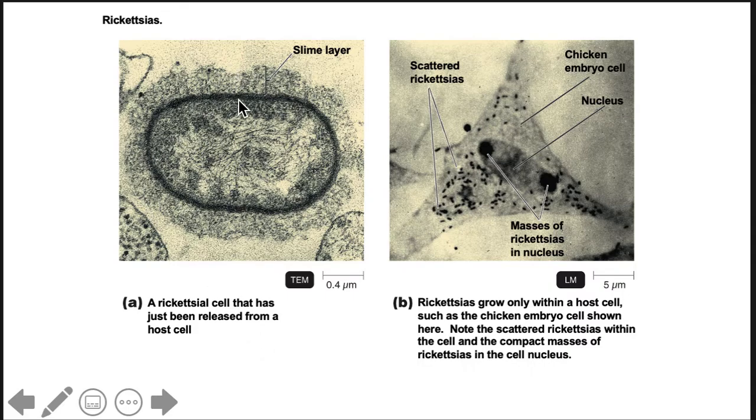Here we're looking at the actual bacteria now, close up. Okay, this is a transmission electron microscope. So this is magnified way more than what a microscope in our lab would be able to do. But you can see that they do have a slime layer. We learned about that, the glycocalyx. And this is a Rickettsia cell that has just been released from a host cell and then imaged. So this is just showing you what it looks like.